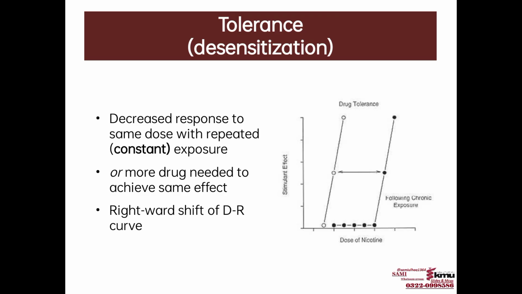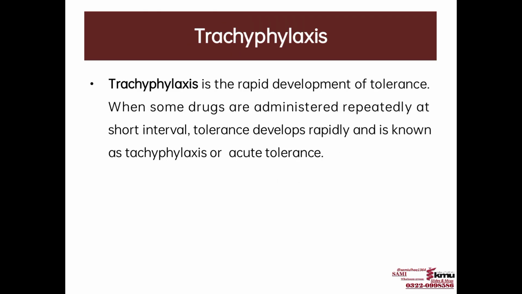Tolerance or desensitization: decreased response to the same dose with repeated constant exposures. More drug is needed to achieve the same effect, a right shift. Tachyphylaxis is the rapid development of tolerance when some drugs are administered repeatedly at short intervals. Tolerance develops rapidly and is tachyphylaxis or acute tolerance. When you give a medicine, tolerance develops in the body, then it will not have an effect.